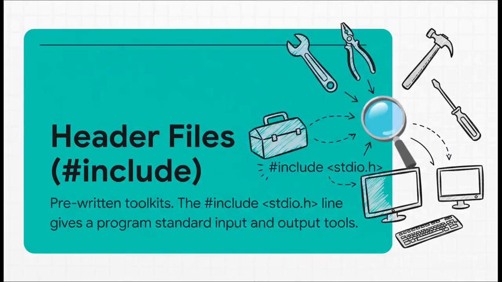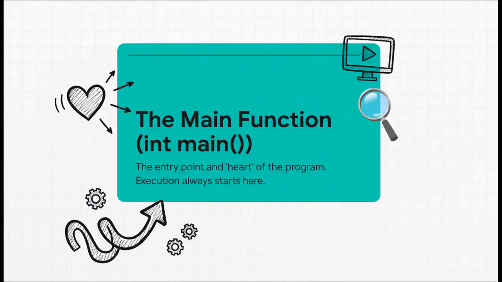So what's up with that very first line, the one with the hashtag include? The best way to think about it is like grabbing a toolkit before you start a job. You're telling the program, hey, I'm going to need some standard tools for things like printing stuff to the screen. Including this header file gives you access to all these pre-built functions so you don't have to create them from scratch.